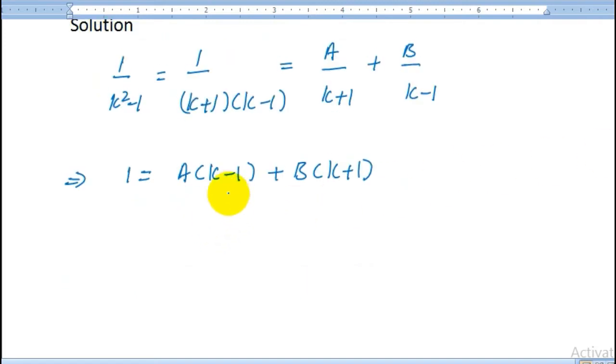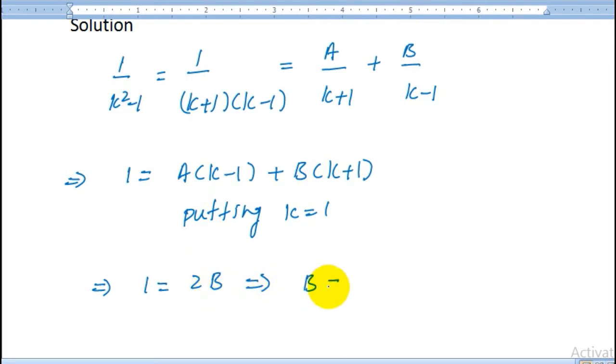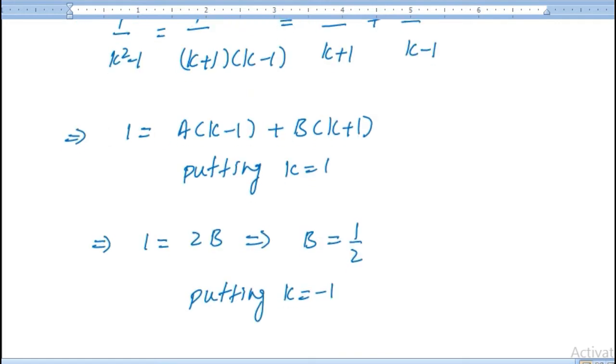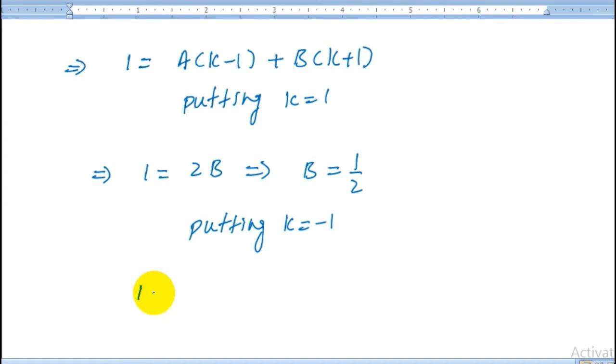Now first we put k equal to 1. Putting k equal to 1, which implies 1 is equal to 0 plus 2b, which is equal to 2b, which implies b is equal to 1 upon 2. Again we put k equal to minus 1. Putting k equal to minus 1, we get 1 equal to minus 2a, which implies a is equal to minus 1 upon 2.